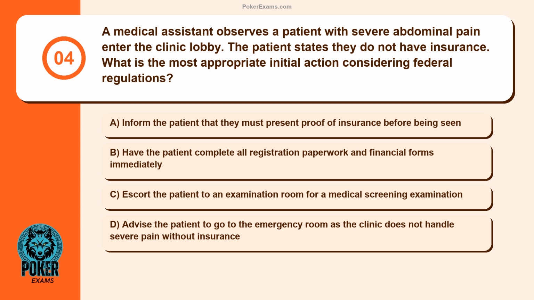Question 4. A medical assistant observes a patient with severe abdominal pain enter the clinic lobby. The patient states they do not have insurance. What is the most appropriate initial action considering federal regulations? Inform the patient that they must present proof of insurance before being seen. Have the patient complete all registration paperwork and financial forms immediately. Escort the patient to an examination room for a medical screening examination. Advise the patient to go to the emergency room as the clinic does not handle severe pain without insurance.